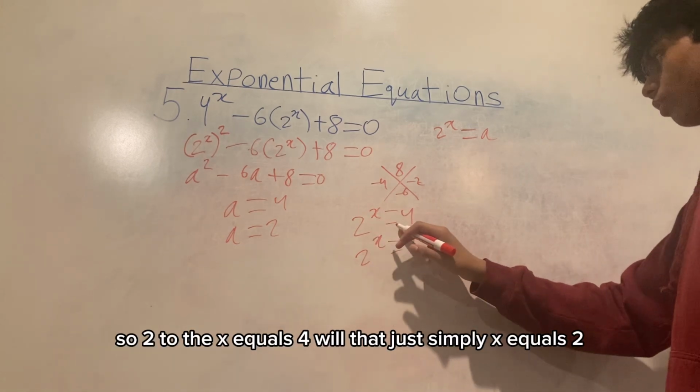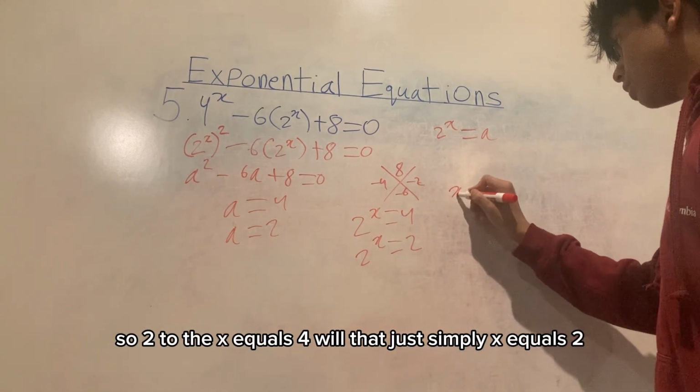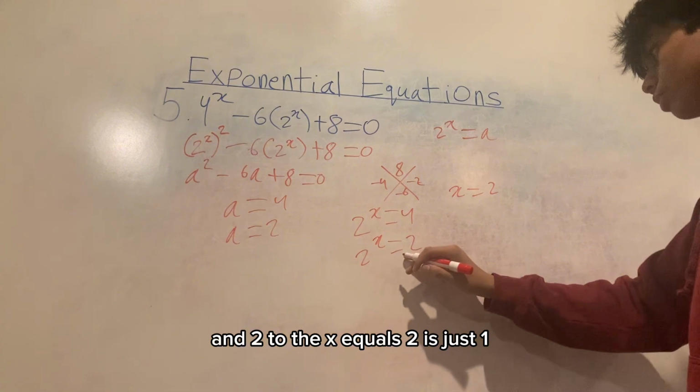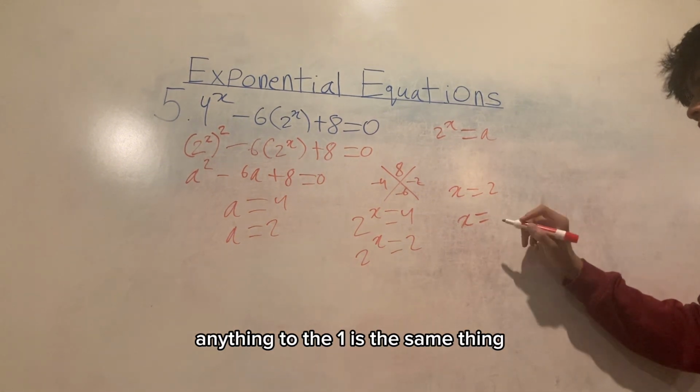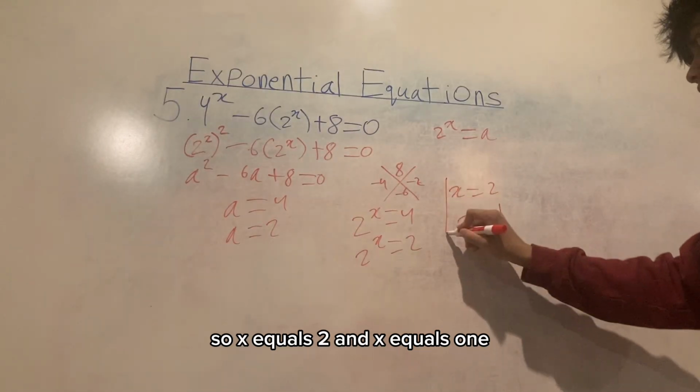So 2 to the x equals 4, well that's just simply x equals 2. And 2 to the x equals 2 is just 1. Because anything to the 1 is the same thing. So x equals 2 and x equals 1.